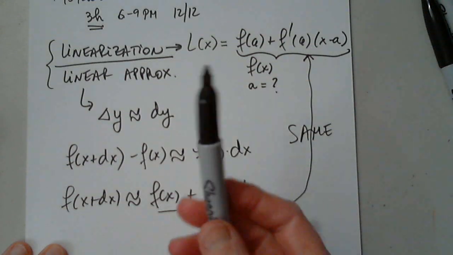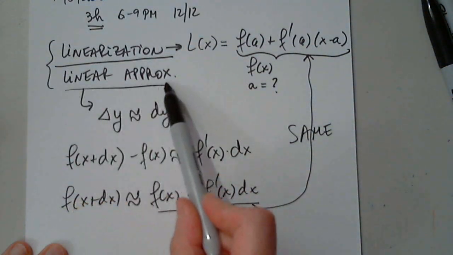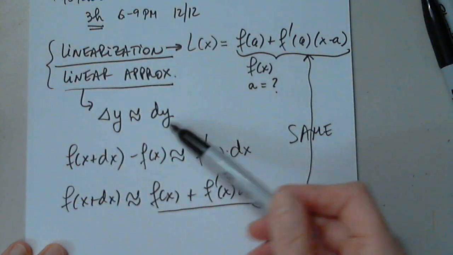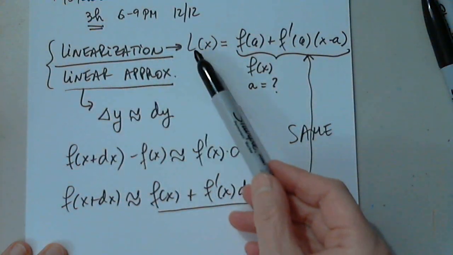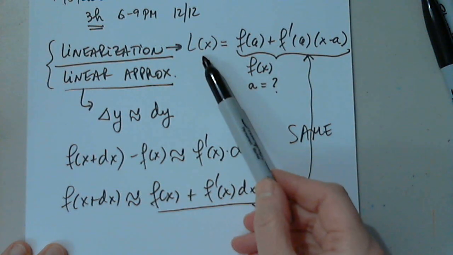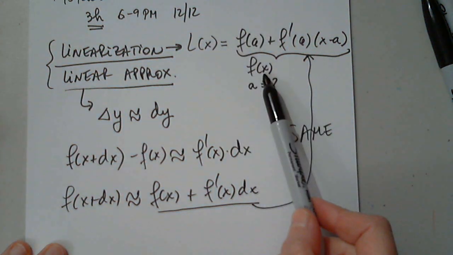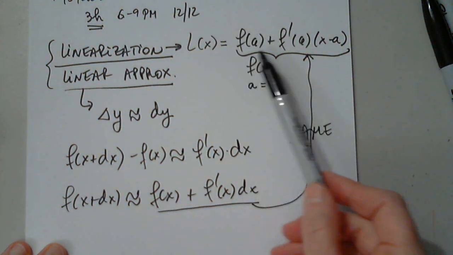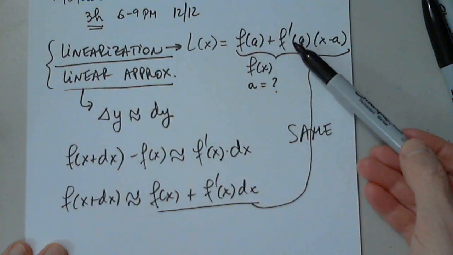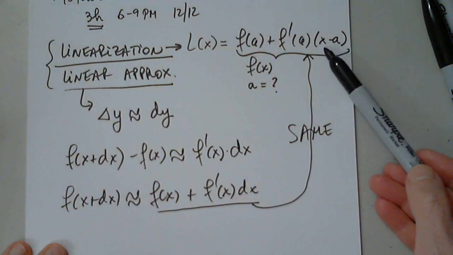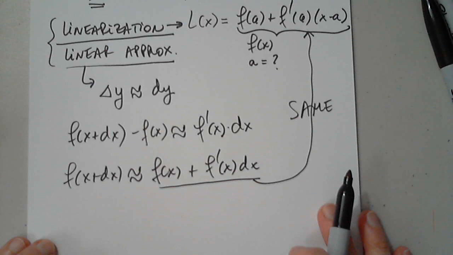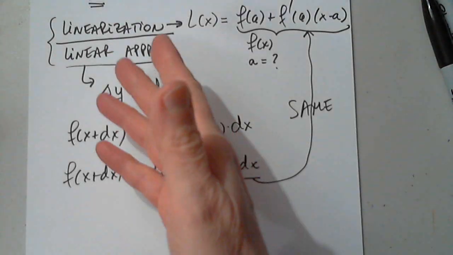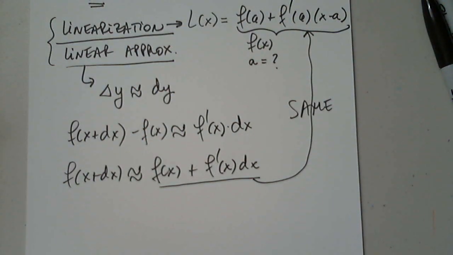Okay, so do we want to approximate something using this formula, or do we want to find the linearization, the linear function that approximates this function near a, which is basically the same thing. And dx, of course, is x minus a, the distance. So let me know which one you have in mind. They're both extremely important, again, for Calc 2.